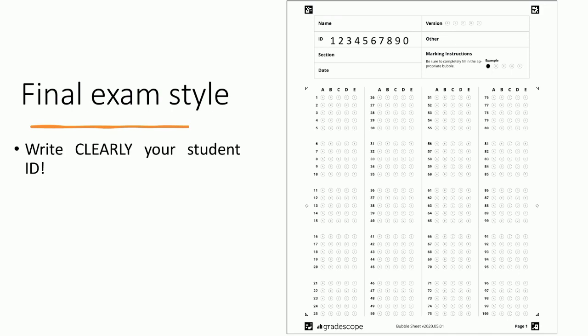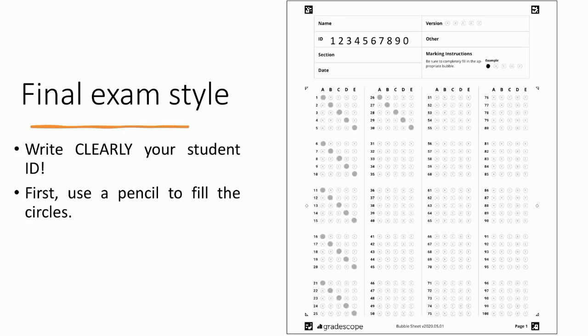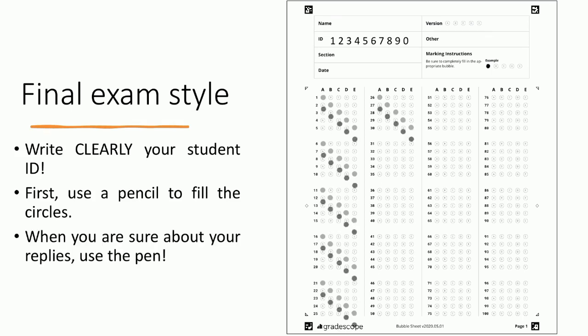When you come the day of the exam, first thing to do, state very clearly your student ID. These bubble sheets will be read by a software called Gradebook. The software will identify you through the student ID. Once you've stated it very clearly, my suggestion is start filling it by using a pencil. And only when you're really, really sure this is the correct reply, fill it with a pen.